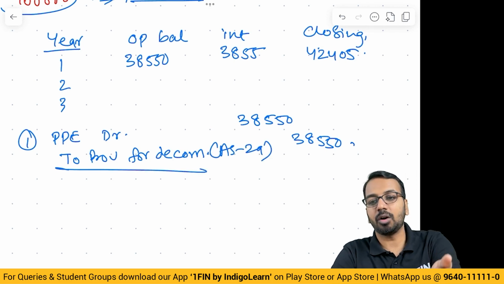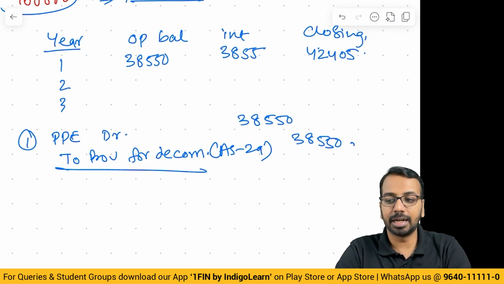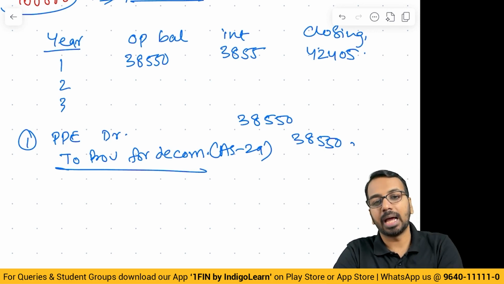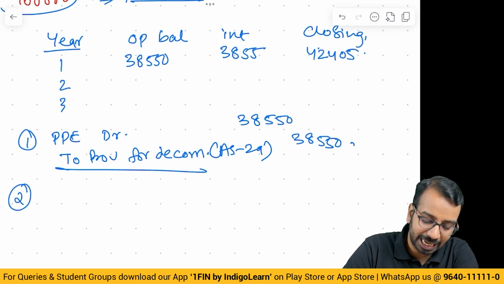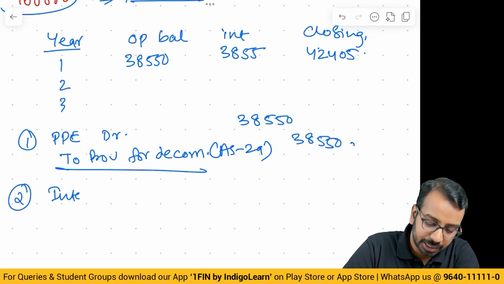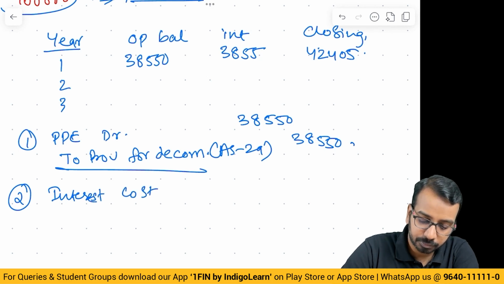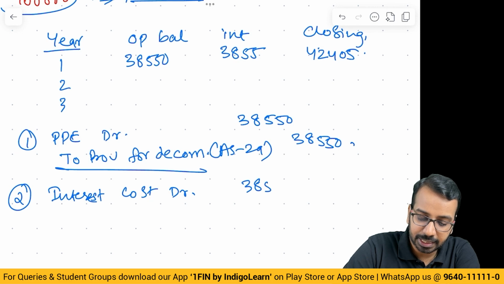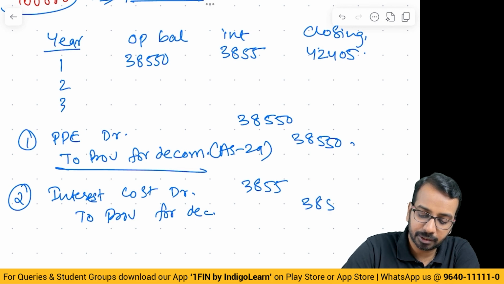So any dismantling cost is there, that you will bring it to present value and you will add it to the cost of PPE. I hope it is clear. Then at the end of every year you will say interest cost debit 3855 to provision for decommissioning 3855.